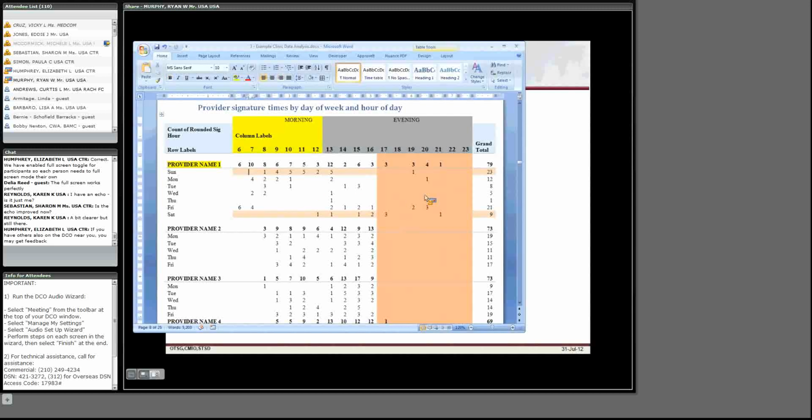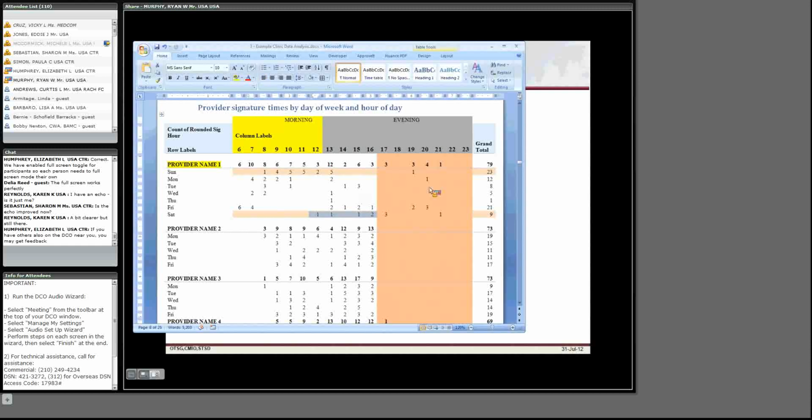The peach color here is the times that they probably shouldn't be signing notes, because if they're signing notes, it means they're working, and that's one of the complaints that the providers have: I'm working after hours. This provider here was signing notes on a Sunday and signing notes on a Saturday, so that means that they're working after hours, and they're also signing notes at 7, 8, 9 at night.